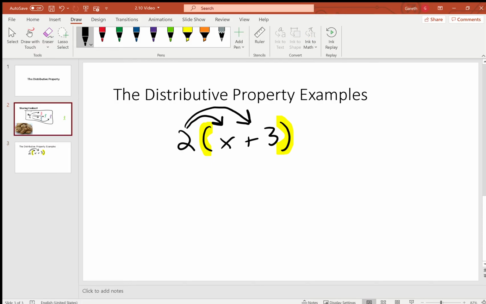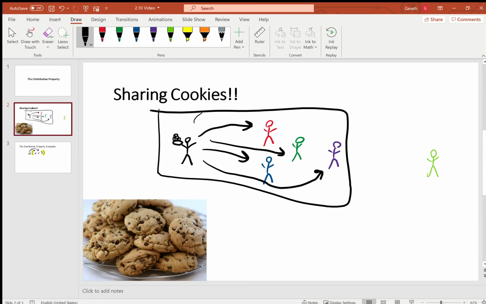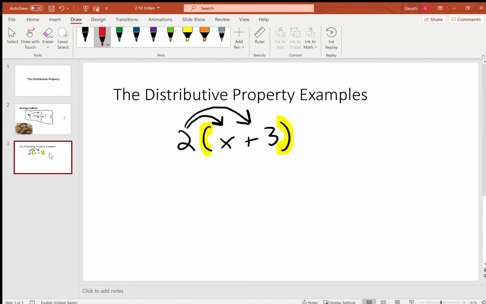Let's think back to this image with Juanita. If Juanita brought enough cookies for everyone, how do you think if she gave cookies to the person who's red, the person who's green, and the person who's blue, how do you think the person who's purple would feel if he or she did not get any cookies? They'd feel pretty bad, right? Same thing here.